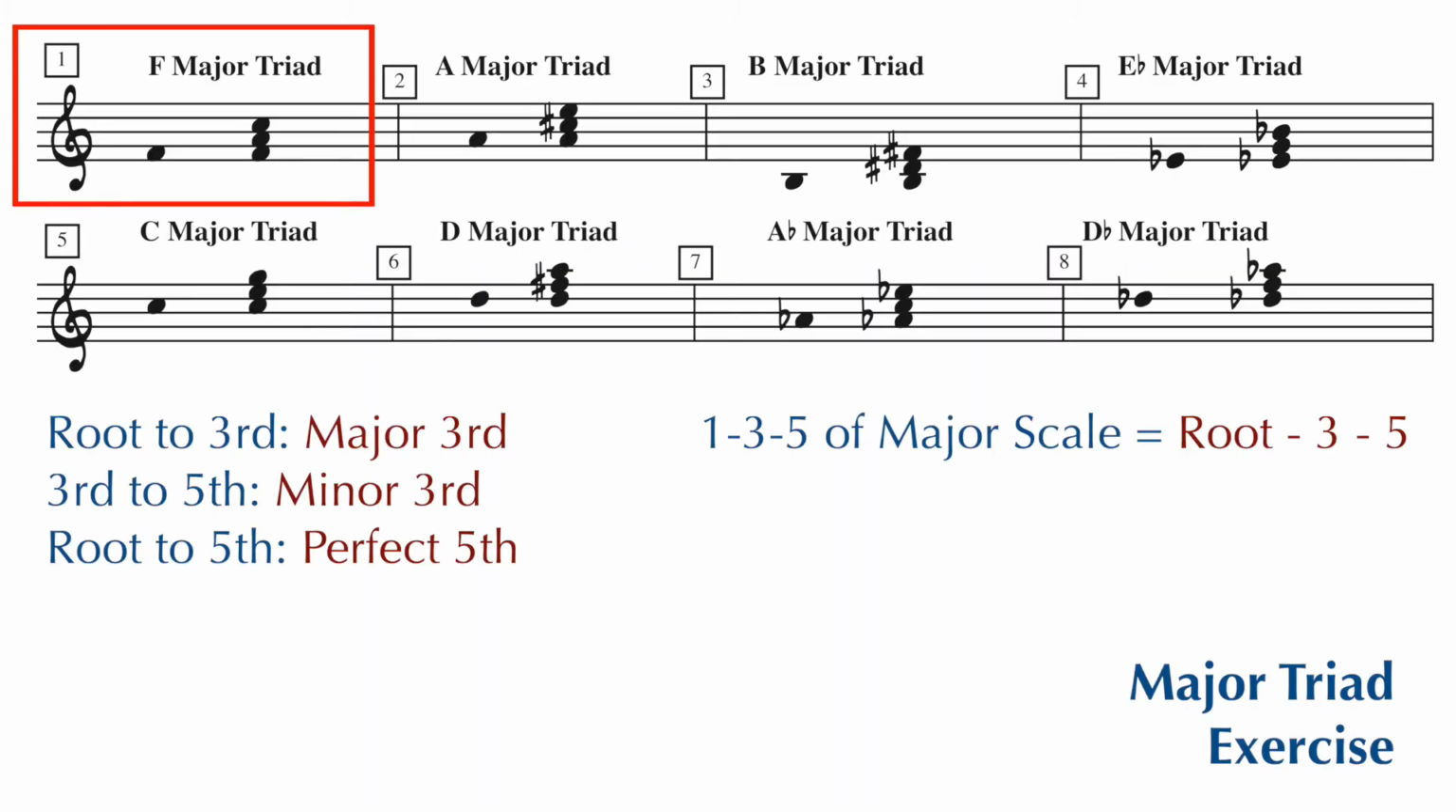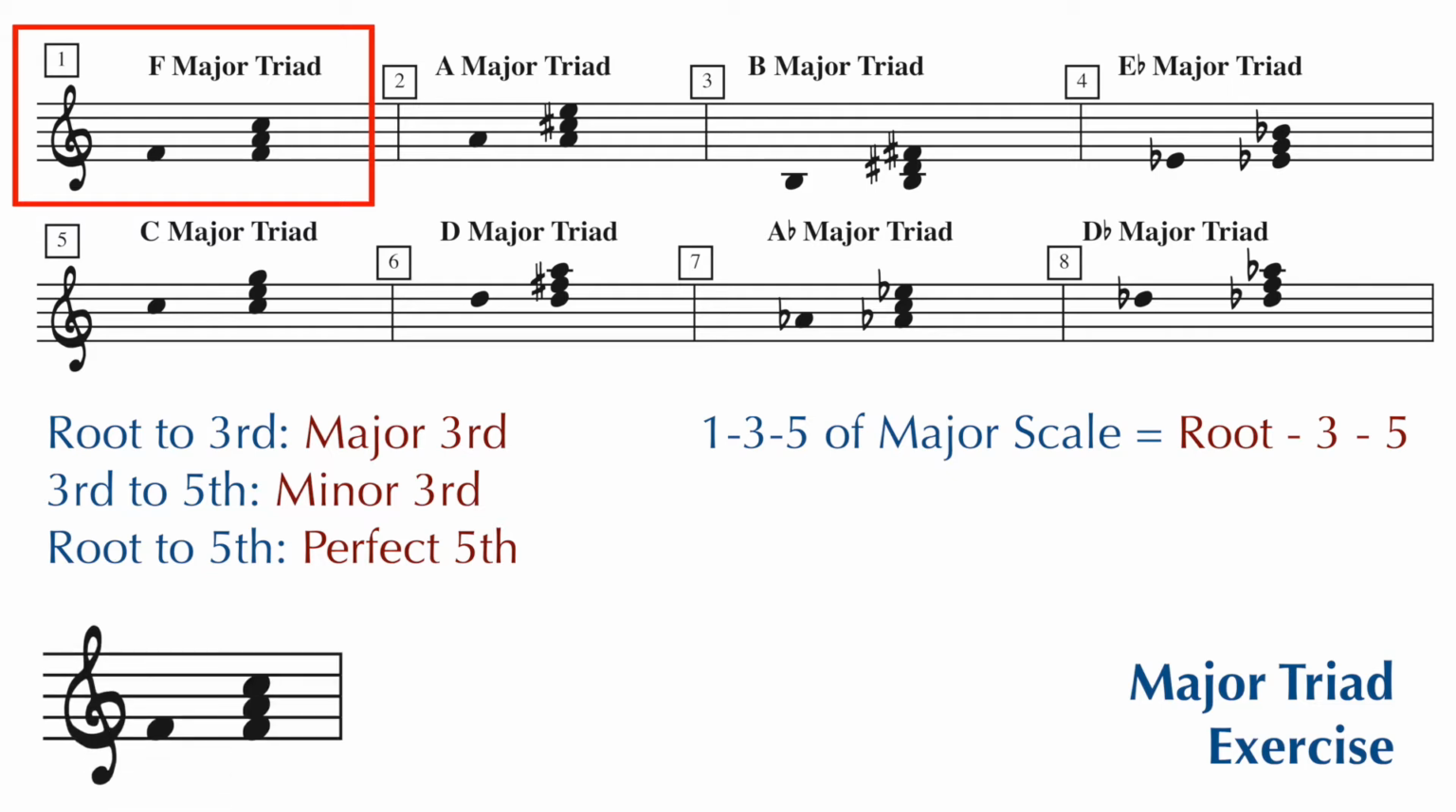Number 1, we have an F major triad. If you're building this triad by intervals, you stack two other notes in thirds above that F, so you wind up with F, A, and C. F to A needs to be a major third, and it is. And A to C needs to be a minor third, and it is. And just for double checking, F up to C should be a perfect fifth, and it is. So you have an F major triad.